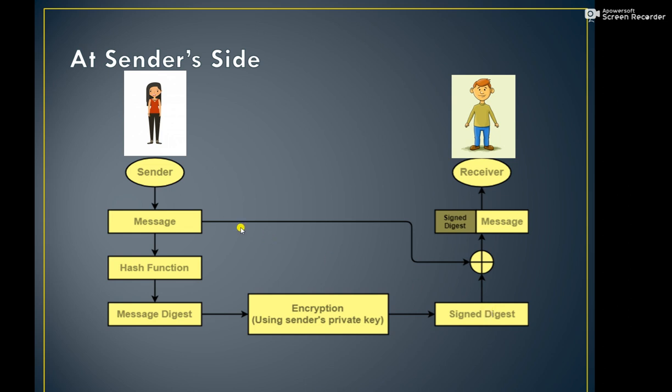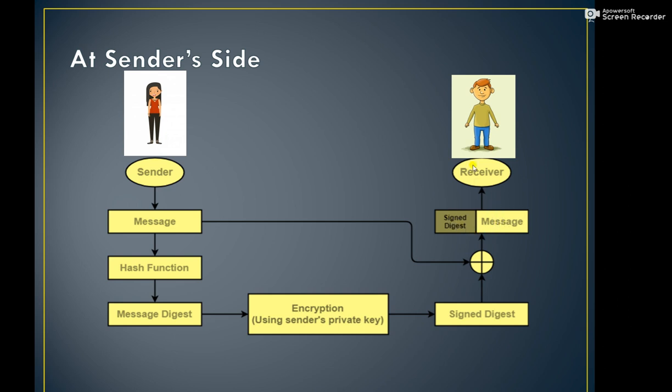Now Alice, the sender, will send the message along with the signed digest to the receiver. At the receiver end, Bob will receive the signed digest plus the original message.